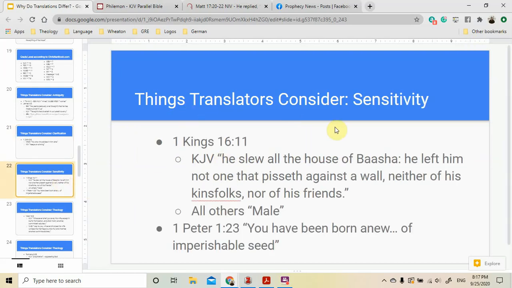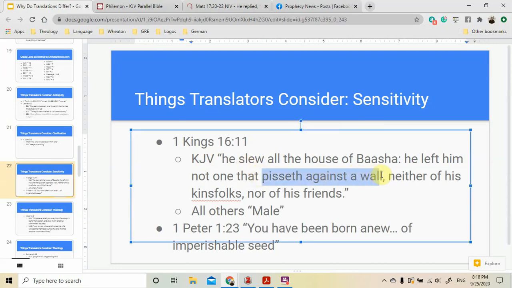Another one is sensitivity. So the King James talks about how he slew all the house of Bashan, he left no one that pisseth against the wall. And so, obviously, out of sensitivity, all other translations translate this as male, because that is what this is referring to.